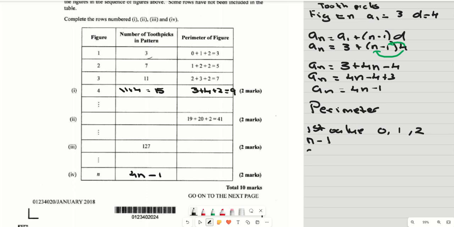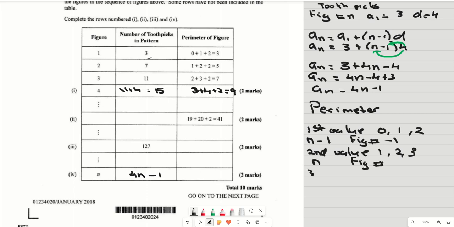Your second set of values would be 1, 2, 3. You want to compare it to your figure number to find the relationship. You realize that it is the same. So your second value is actually equal to n, or your figure number, right? So the first value would be the figure number minus 1. This one would be the figure number, right?